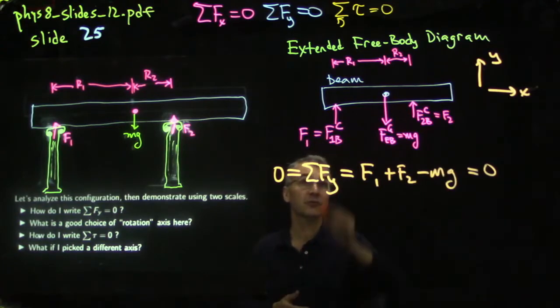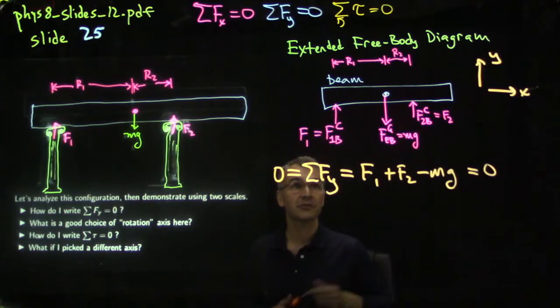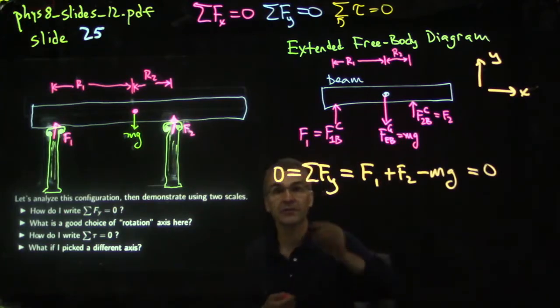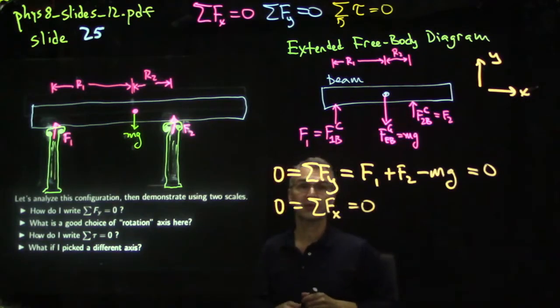That makes sense. The two upward forces exerted by the two columns on the beam must sum to the weight of the beam. Now actually, 0 equals the sum of forces in x doesn't tell us anything very interesting. It just tells us 0 equals 0 in this case because there are no horizontal forces.